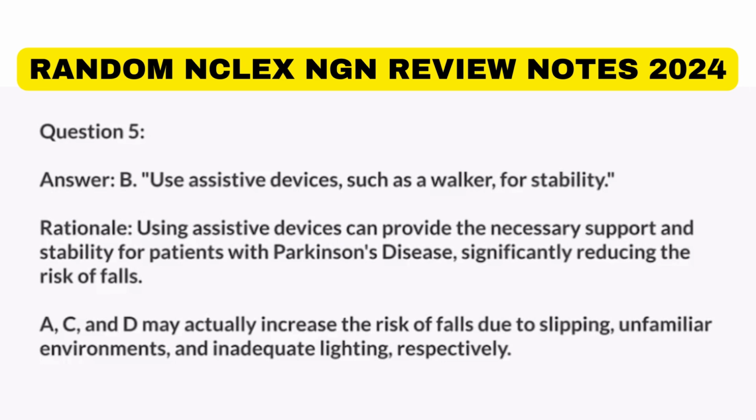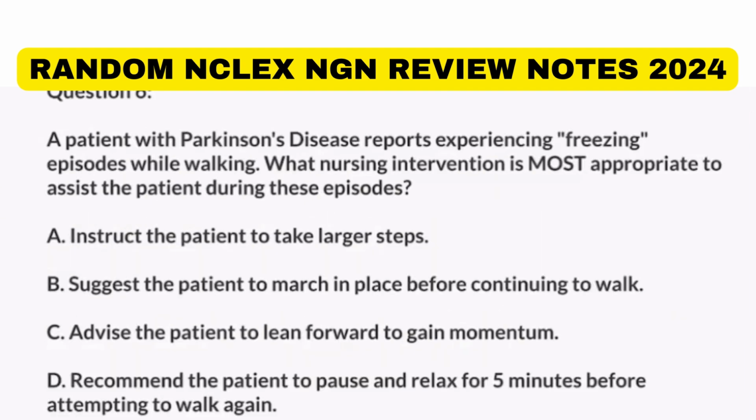Rationale: using assistive devices can provide the necessary support and stability for patients with Parkinson's disease, significantly reducing the risk of falls. A, C, and D may actually increase the risk of falls due to slipping, unfamiliar environments, and inadequate lighting, respectively.